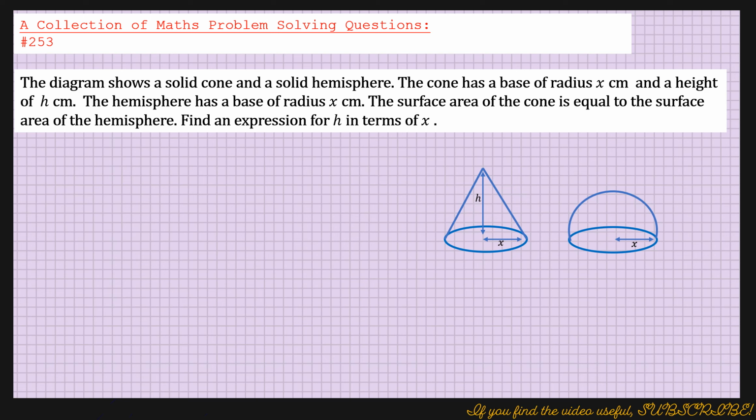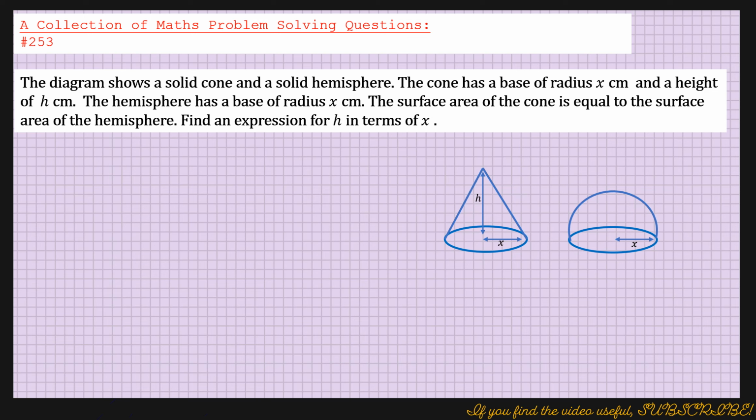The diagram shows a solid cone and a solid hemisphere. The cone has a base of radius x centimeters and a height of h centimeters. The hemisphere has a base of radius x centimeters. The surface area of the cone is equal to the surface area of the hemisphere. Find an expression for h in terms of x.